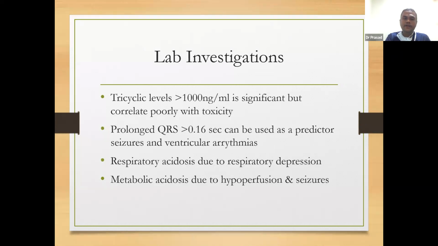For lab investigations, what you have to notice is tricyclic levels of more than 1000 nanogram per ml is significant, but the tricyclic levels correlate poorly with toxicity, which means a higher level of tricyclic will not indicate or have a poor implication on the toxicity of the drug. And prolonged QRS of more than 0.16 seconds can be used as a predictor of seizures and ventricular arrhythmias. Respiratory acidosis due to respiratory depression, and metabolic acidosis due to hypoperfusion and also seizures.